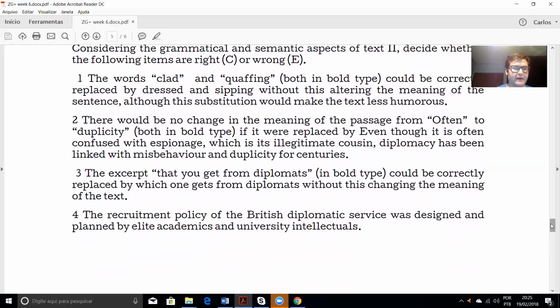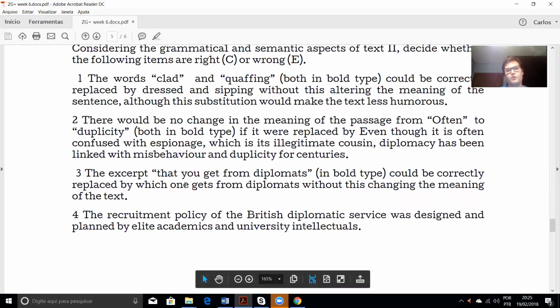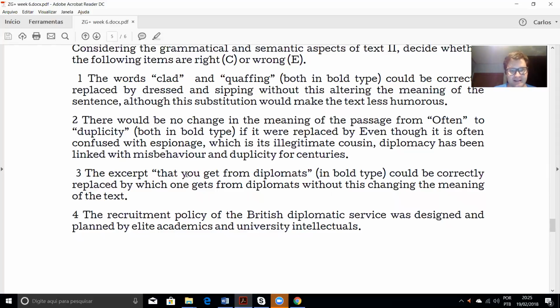Item number 3. The excerpt that you get from diplomats in bold type could be correctly replaced by which one gets from diplomats without changing the meaning of the sentence. That in which can be interchanged most of the time. So 99% of the time you can interchange them, so don't worry. And here, exact when to use the word one. One, he's using one in the generic sense. A person, one, or you. In this context, he's using you in the same context of a generic person.